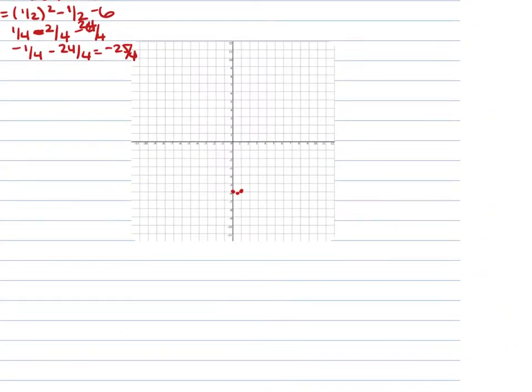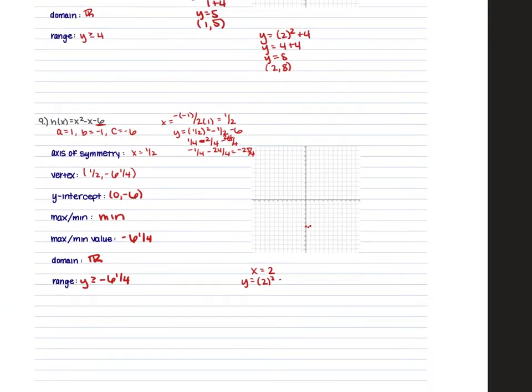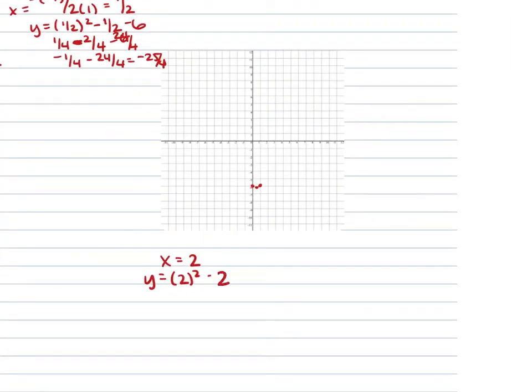Pick x values. We have 2, we have 3 that we can work with. So when x is 2, we're going to have y is equal to 2 squared minus 2 minus 6. So y is equal to 4 minus 2 minus 6. 4 minus 2 is 2, minus 6 is negative 4. So it's (2, -4).